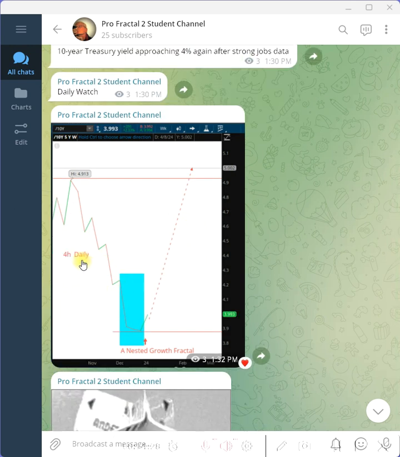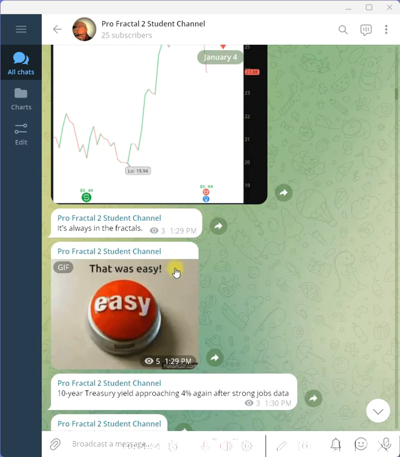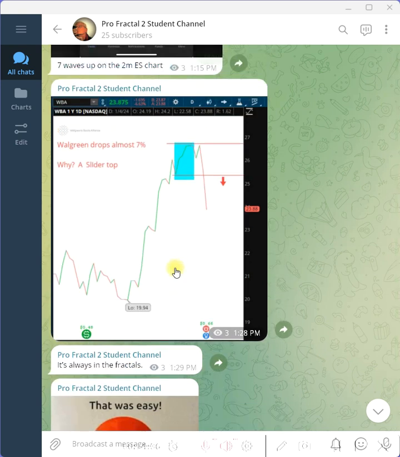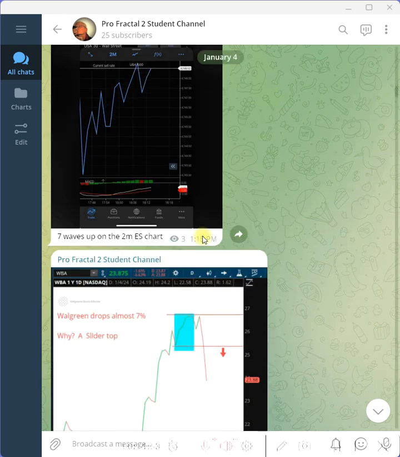We had a 4-hour, daily and a weekly basic copy fractal. Walgreens, again, you can do this on stocks too. We have a typical slider top nested. Look what happened. The stock dropped almost 7%. It's a simple picture. That's all you've got to do. Draw your bands, you break the band, that's your trigger, you do the trade.